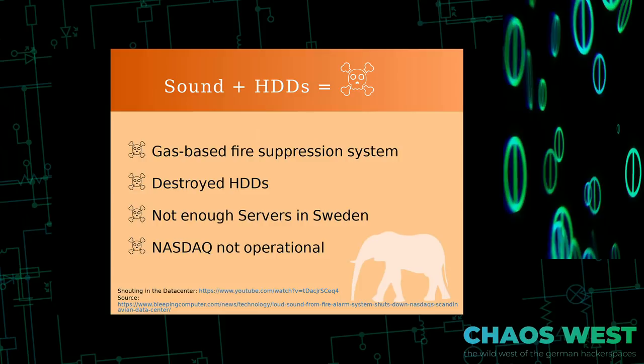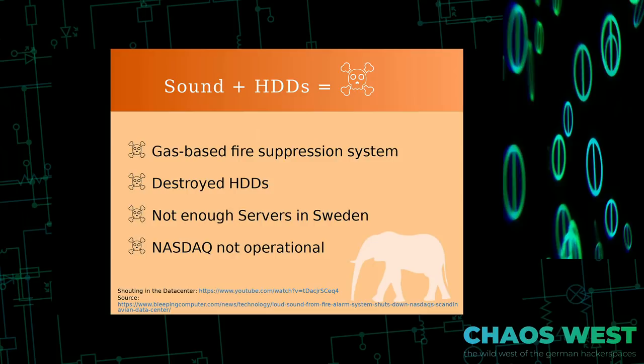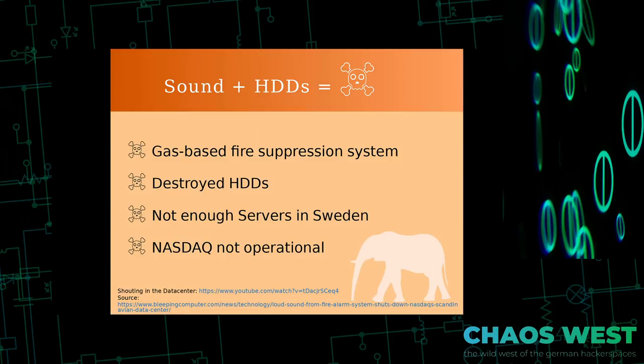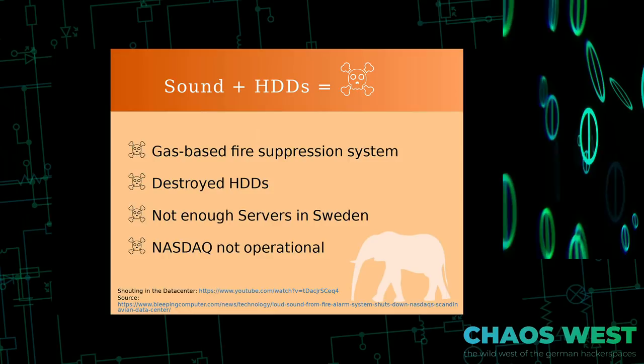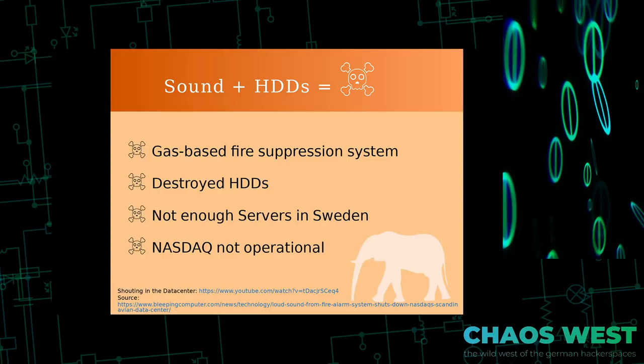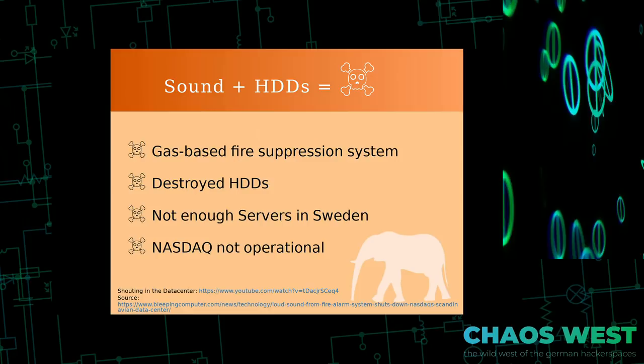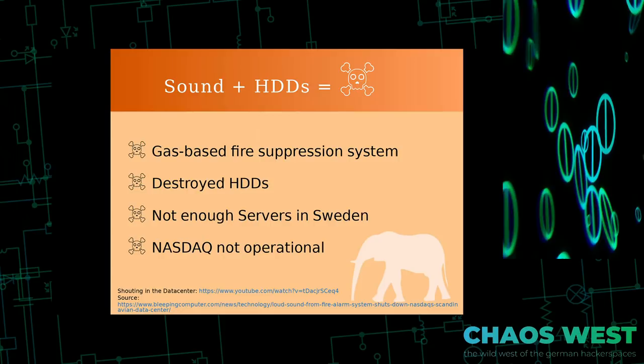And the other problem was, there were not enough hard disks in Sweden for the servers. So they had to get new hard disks from another country. They were not operational for 5 hours. They should start at 9 in the morning, and they started at 2 o'clock in the afternoon. And there were affected markets. These included Sweden, Finland, Denmark, Iceland, and the three Baltic states, because of this accident. So they had to import the machines to make it operational again.